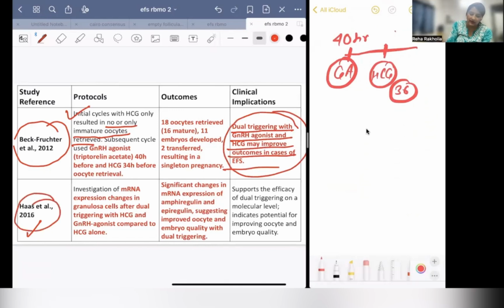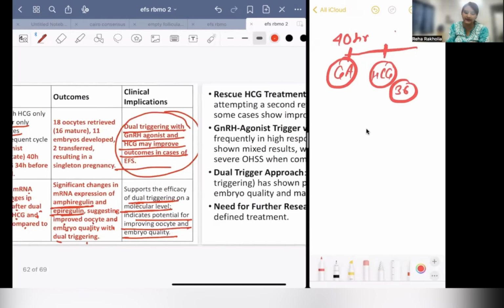Haas et al. investigated mRNA expression changes in granulosa cells after dual triggering with HCG and GnRH agonist compared to HCG alone. Significant changes in mRNA expression of amphiregulin and epiregulin suggest improved oocyte and embryo quality with dual triggering. This supports the efficacy of dual triggering on the molecular level and indicates potential for improving oocyte and embryo quality.